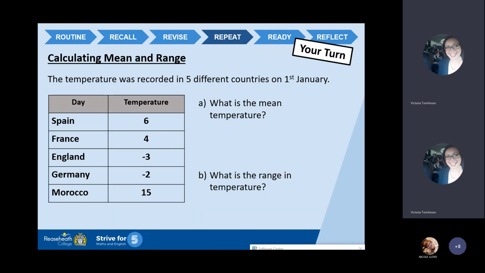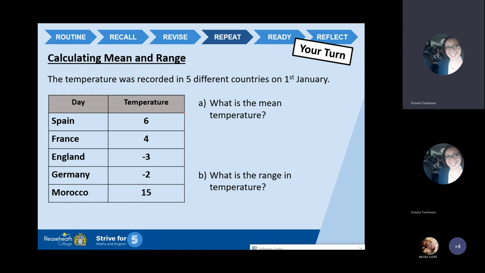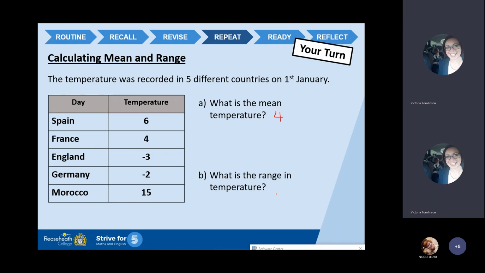The mean temperature is 4. The range in temperature is 18. So again, Nicole, that's the same as before. It goes from -3 all the way up to 15. So it's 15 take away -3, which these two make a plus. So it's actually 18.